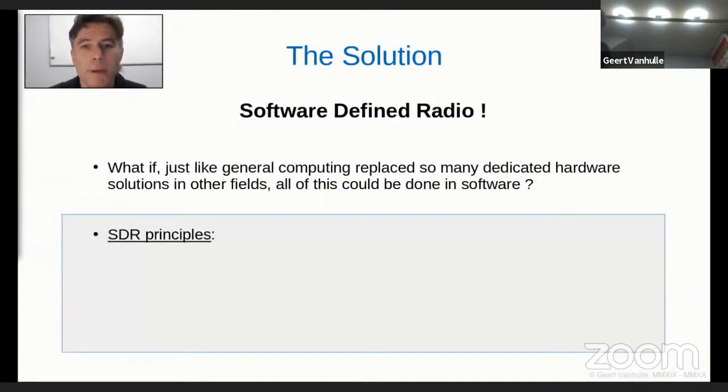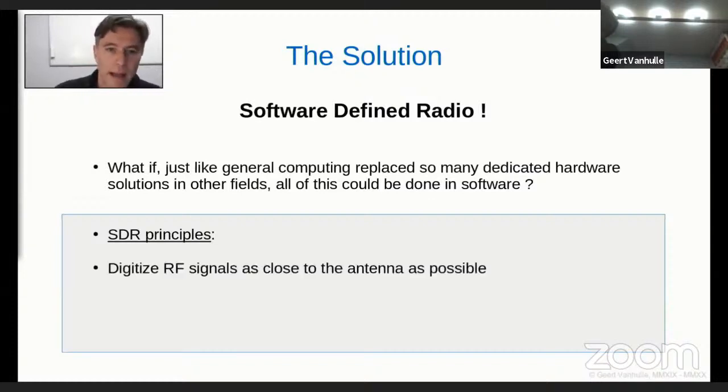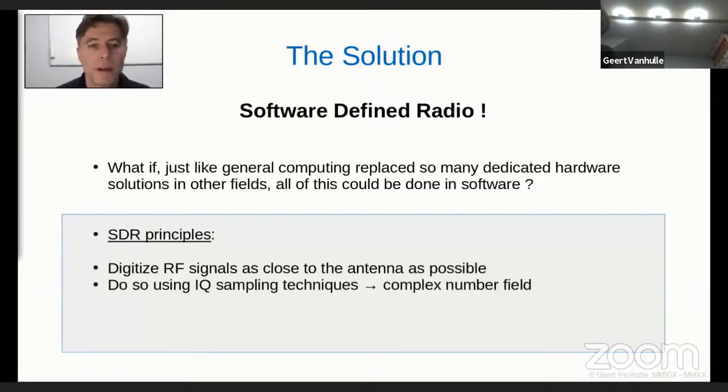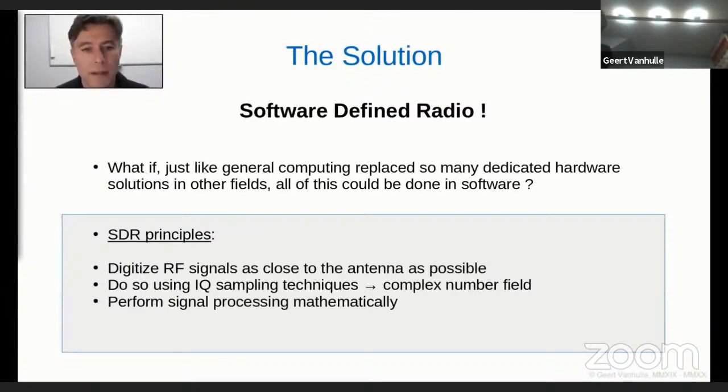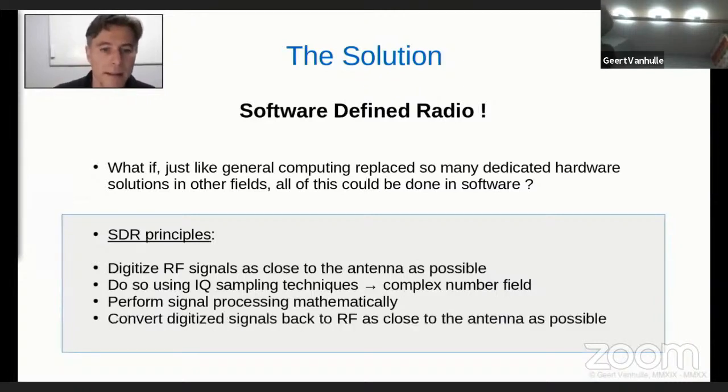Wouldn't it be great if we could replace this dedicated hardware in some form or another with a general computing device? If all these processing functions that we normally do in hardware could be done in software. And that's what software-defined radio does. The principles are: we digitize the RF signal as close to the antenna as possible. We do so using IQ sampling techniques, so we arrive in the complex number field. We perform the signal processing on a mathematical level, and then we convert the signal back as late as possible, so that all we need is an RF stage close to the antenna on the output. So these are the main SDR principles.